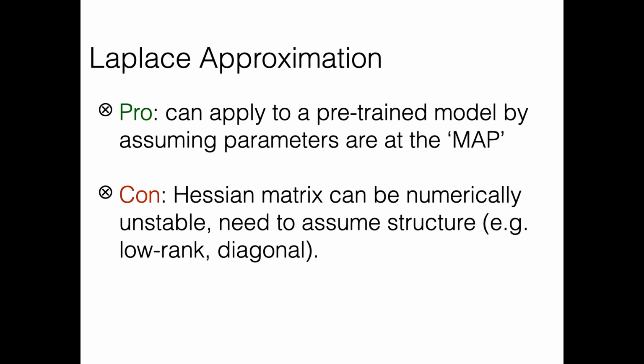But the con is that this Hessian matrix, this covariance matrix, will be hard to compute and will be very big. In the naive case, it'll be the number of parameters by the number of parameters, right? So we often need to do something to break that down to make it more computationally tractable. So something like a diagonal approximation, where you just compute the diagonal elements of that matrix, or something like a low-rank approximation.